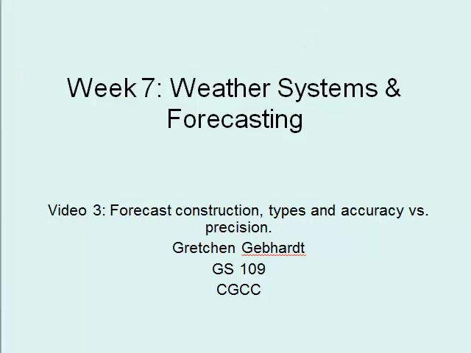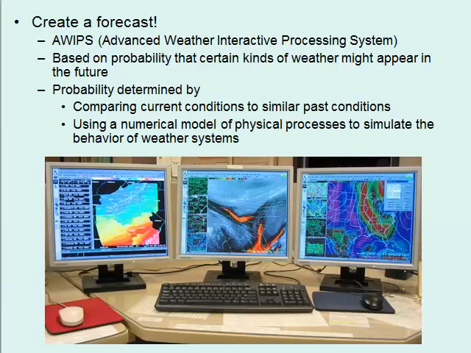Welcome back to week 7, and in this last video we're going to talk about forecast construction and some of the types of forecasts that can be created, and then accuracy and precision. So once you have collected all this data, most of it is automated as far as the collection goes, as we learned in the last video. And all this information from weather buoys, from surface stations, satellite data, from radar, usually all of this information is what actually goes into creating forecasts.